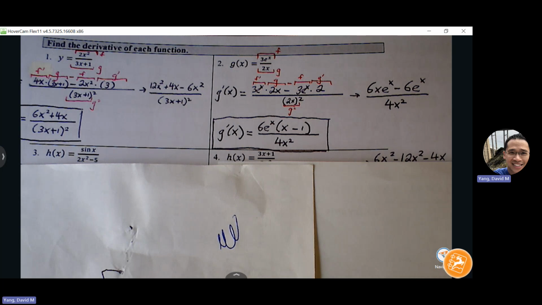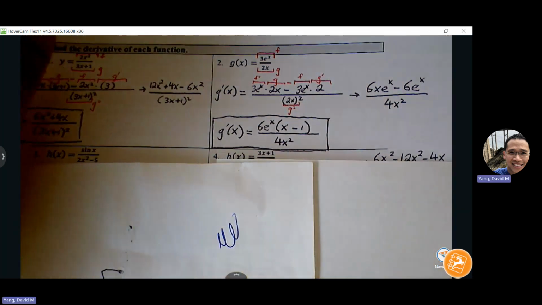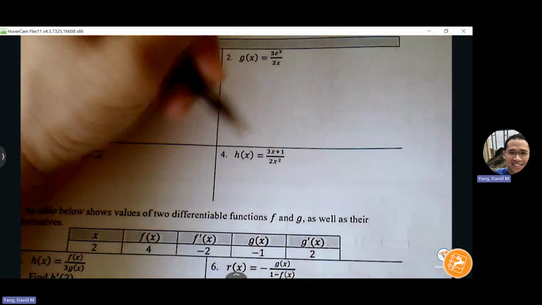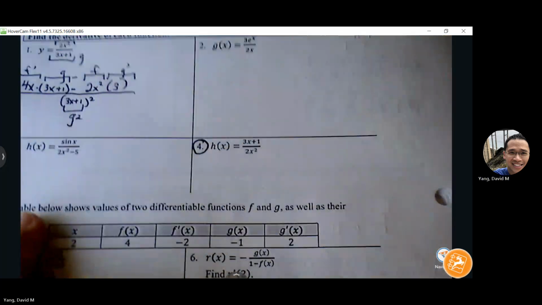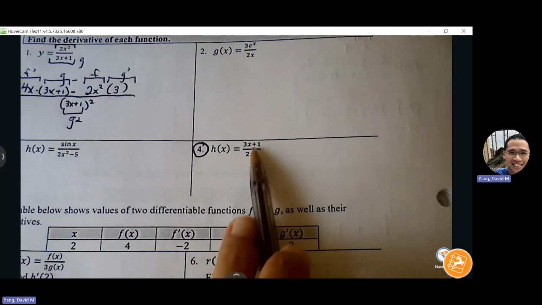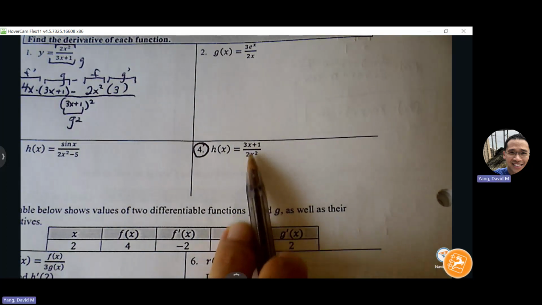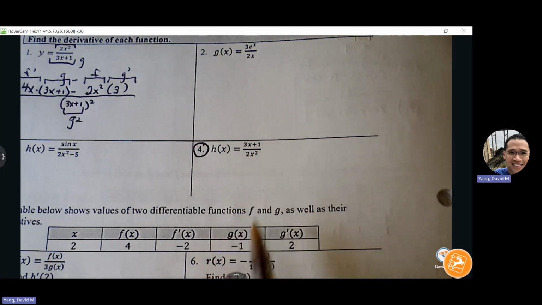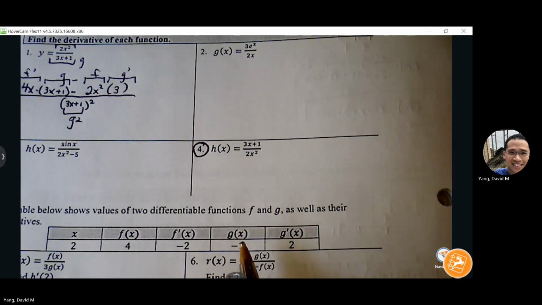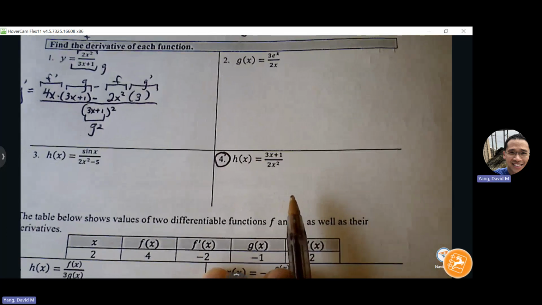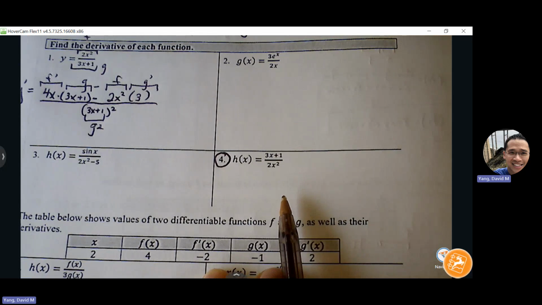Okay, any questions with 1 or 2? Now, I do want to point out something about quotient rule here, and I want to look at number 4 for a second. Obviously, we can do quotient rule, numerator over denominator, but is there another way to look at this problem? There's something about this problem that allows us to have a different path that we couldn't do before.